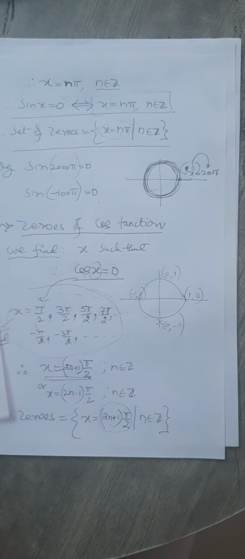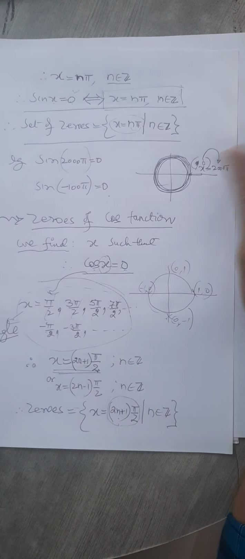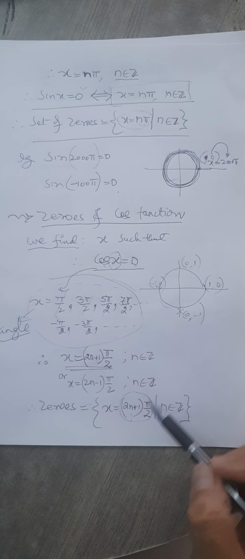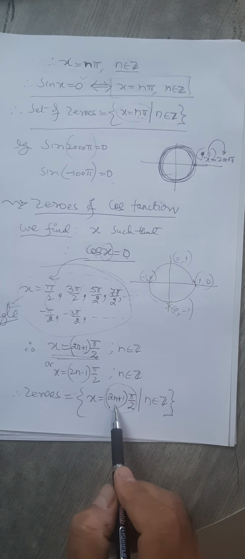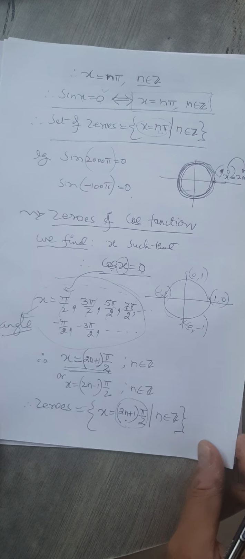Two things and two more things, that is zeros of sine function. What's the zeros of sine function? N pi. What's the zeros of cosine function? 2n plus 1 pi by 2. So after knowing this, we now define the other trigonometric functions.